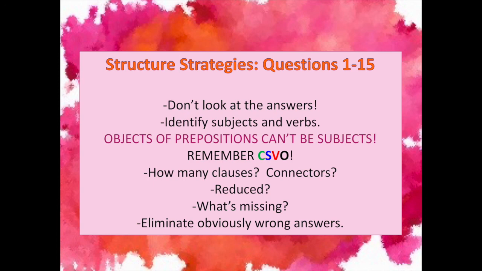Also, you should remember the word order: connector, subject, verb, object. Think about how many clauses there are. If you have one clause, you do not have connectors. If you have two clauses, then you have one connector. Think about reduced adjective clauses. Identify what is missing in the sentence and use this information to eliminate the obviously wrong answers.